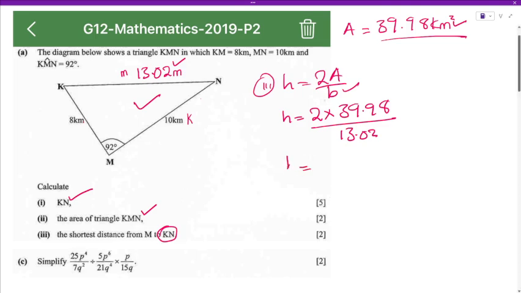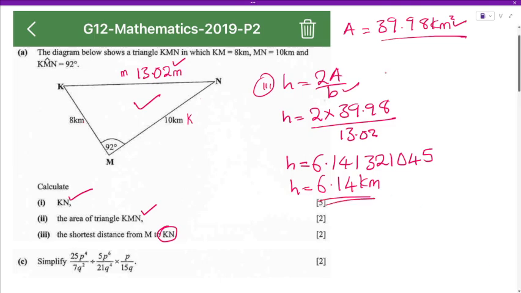They will ask you to use the same values you found, okay, so that they can see whether what you did was correct. So we're going to say 2 times 39.98 equals, and then divided by 13.02. Okay, that gives me a decimal, 6.141321045. So meaning the height will be equal to 6.14 kilometers. And you are done for that question.